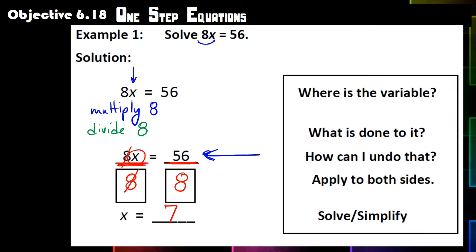So right here are the steps we did. We identified the variable. We figured out what's being done to the variable is multiply by 8. So the opposite, which is undoing the multiplication, is dividing by 8. And then we apply that to both sides of our equation to give us x equal to 7.